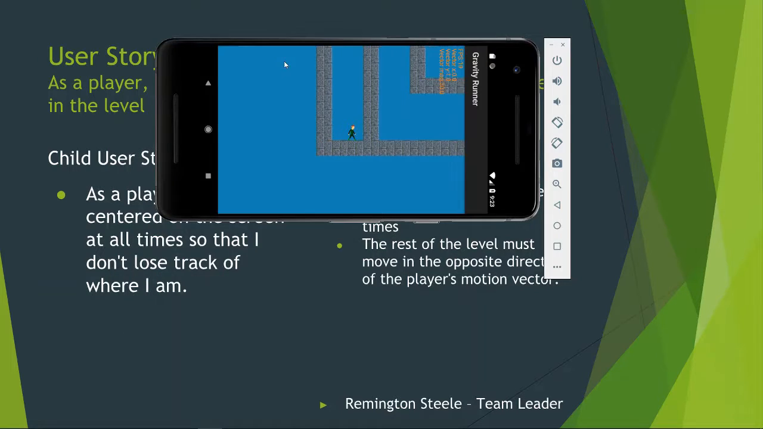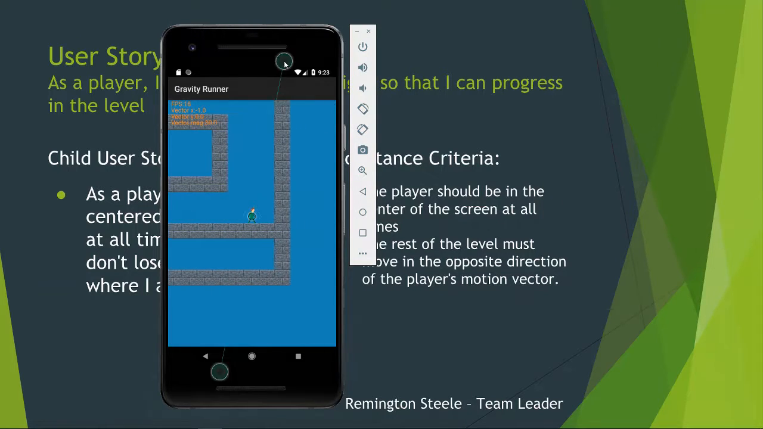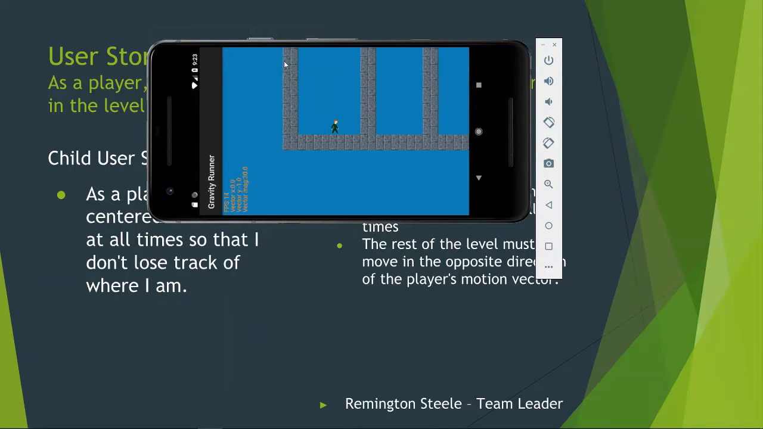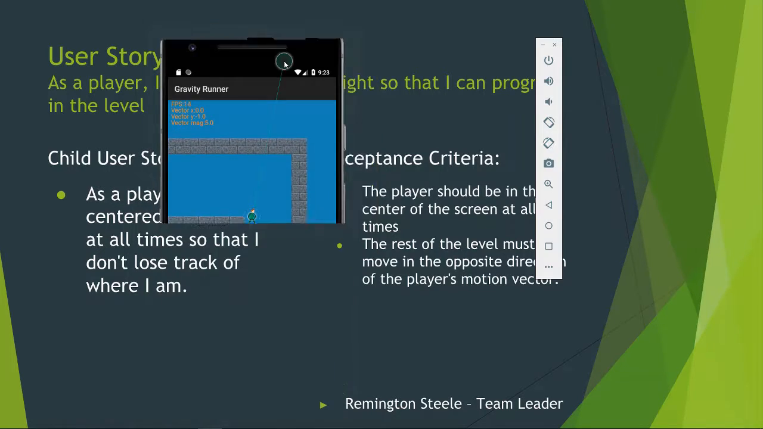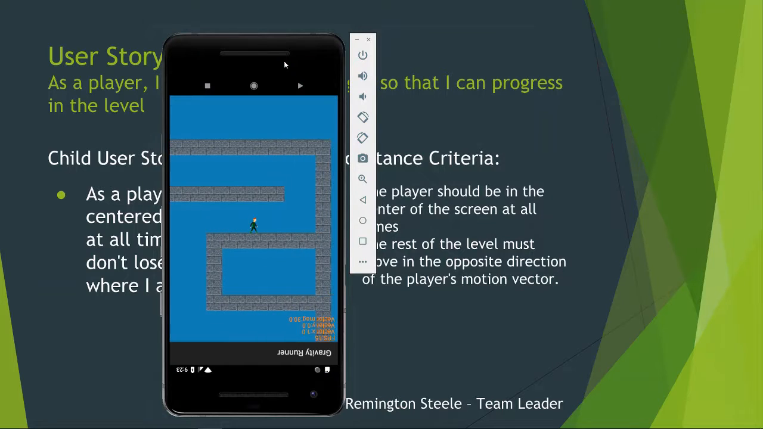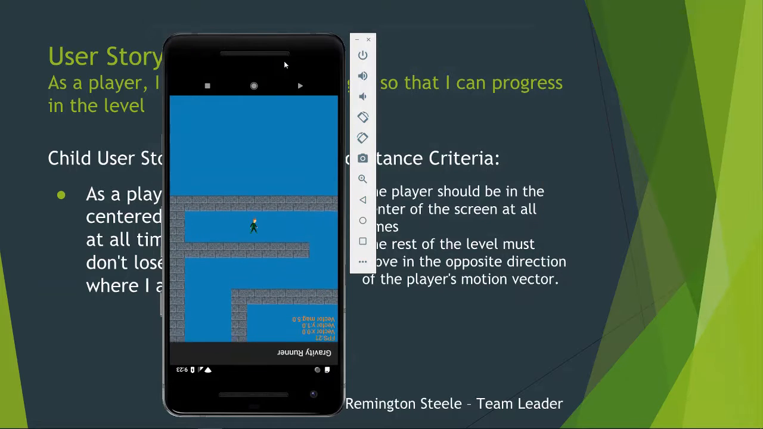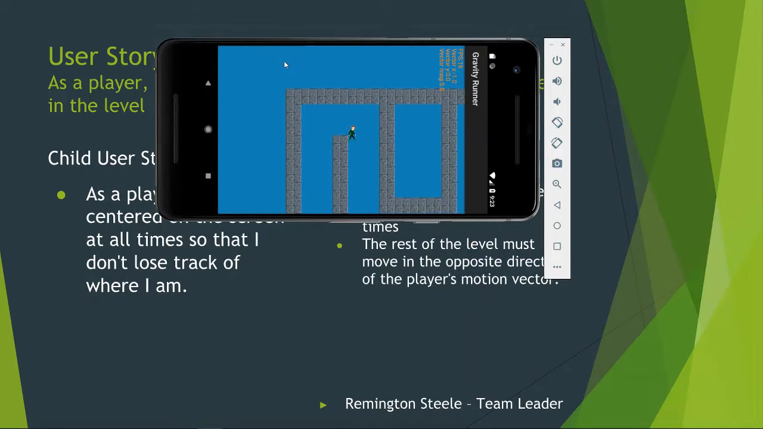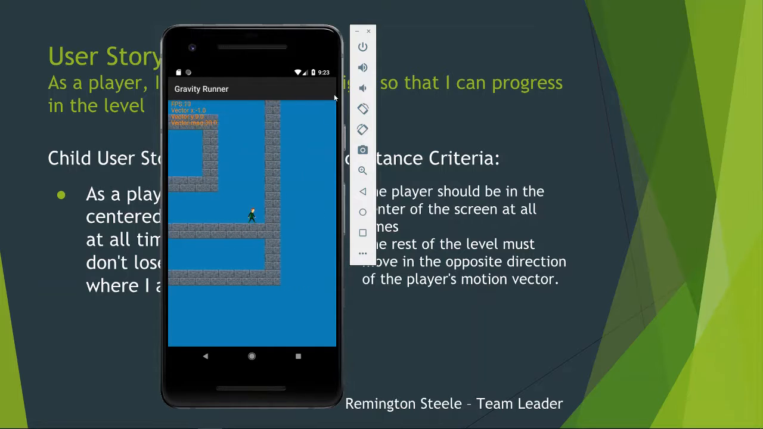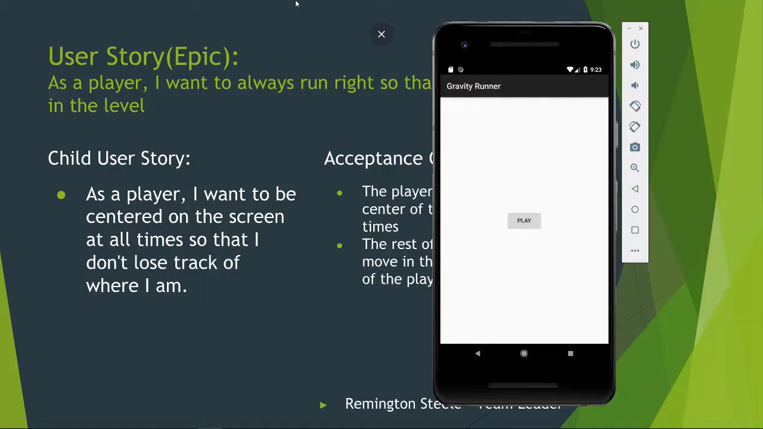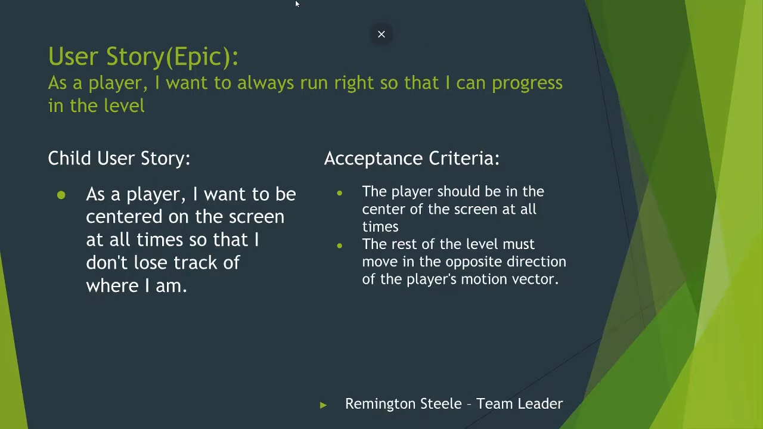And the rest of the world here is moving opposite to him. Instead of him moving, the character is always centered, and the rest of the world is actually moved around him in the opposite direction of his vector, or whatever his vector should be, which in this case, running and or falling. Falling, running, like all that kind of good stuff. So, that is it for me. Next, we'll move on to Greg.